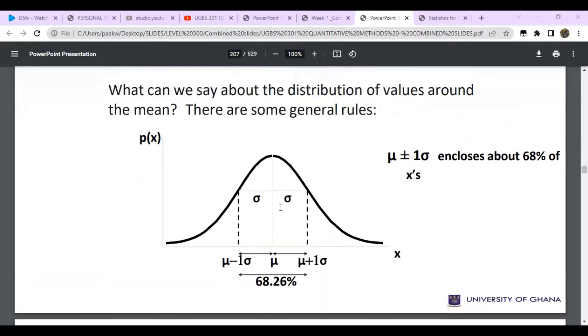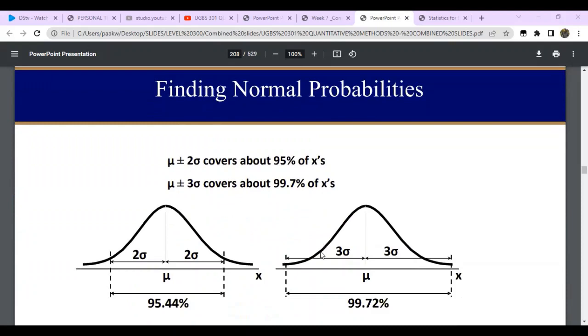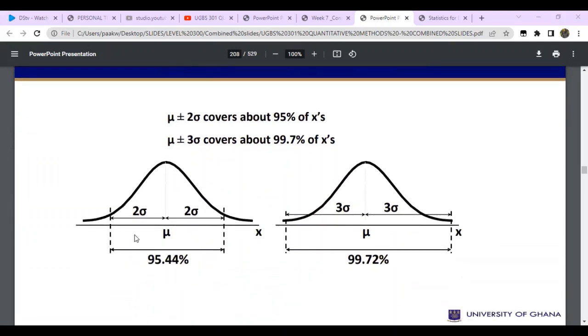68.26%. So when you move one standard deviation to the left or one standard deviation to the right, the area that is covered under such a curve is mostly 68.2%, and they are saying they've proven that. You get it? In the same way, when you move 2 standard deviations to the left and 2 standard deviations to the right from the mean, you get it? The area that is occupied under such a curve is what?